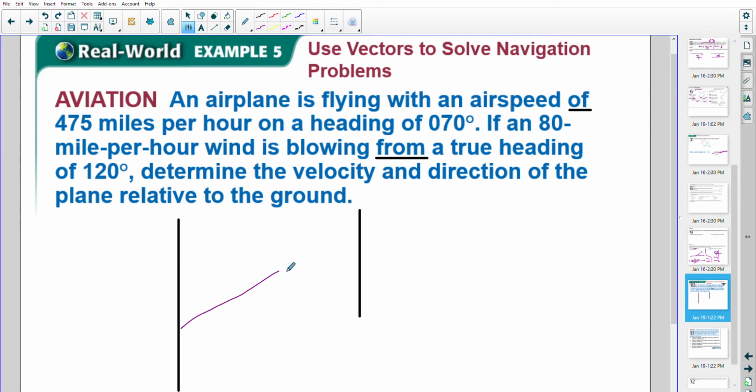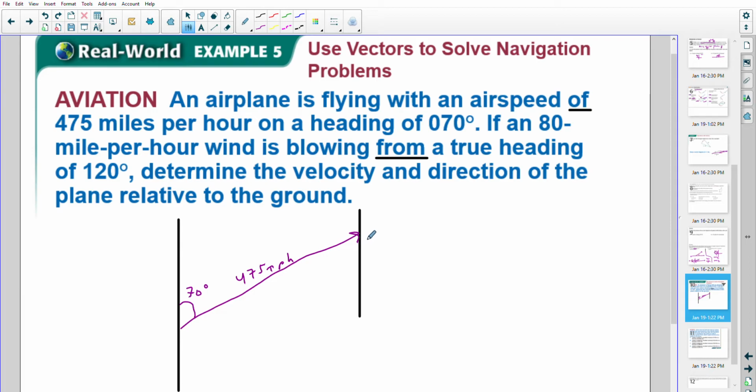So the first thing I'm going to do is go ahead and draw in a 70-degree vector and label it with 475 miles per hour. I'm just doing one thing at a time here. Now that would be the initial vector.